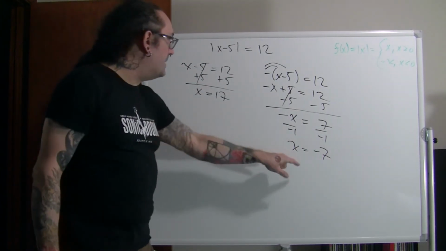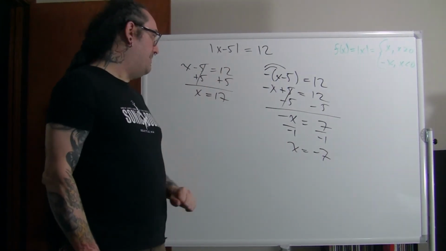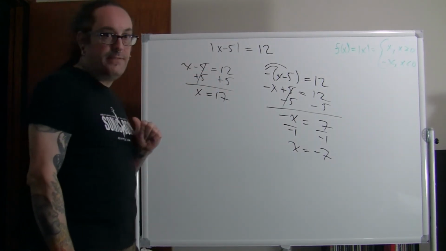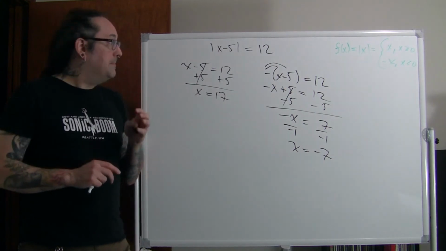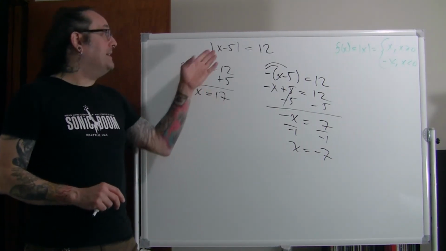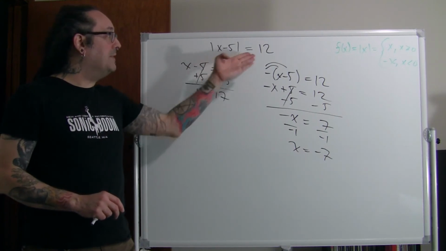All right, let's put this in here. These are equals now because this is an equation. We have an equal sign. X equals minus 7. I put it in here. Minus 7 minus 5 is minus 12. The absolute value of minus 12, when we drop the sign, is 12. And sure enough, 12 equals 12.